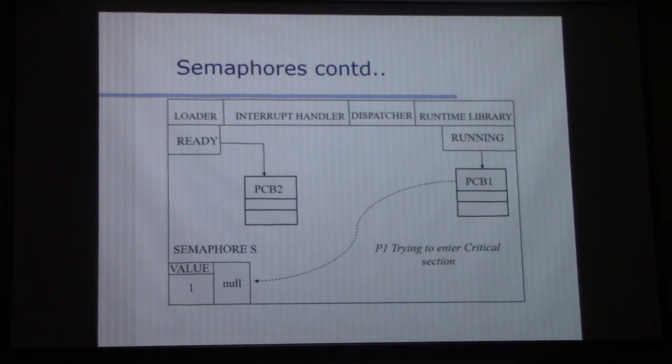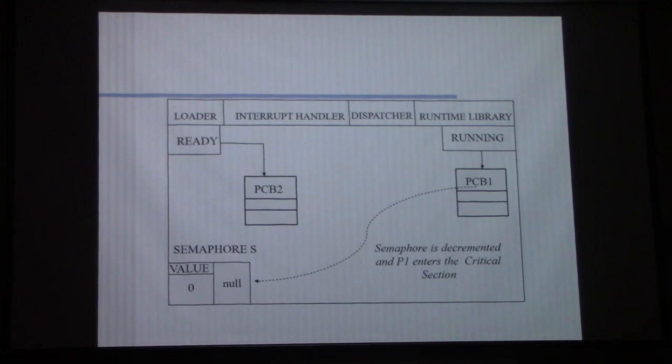And there is a semaphore. Initial value is 1, pointer, no. P1 is running, P2 is in ready. So this is what is going on inside the computer. And P1 is trying to enter the critical section. To do that, P1 has to apply a P operation, right? So it applies P, semaphore decremented by 1. The value of the semaphore is 0, and we know that if the value of the semaphore is less than 0, the process is blocked, otherwise it continues running, right? So P1 enters the critical section and is running.